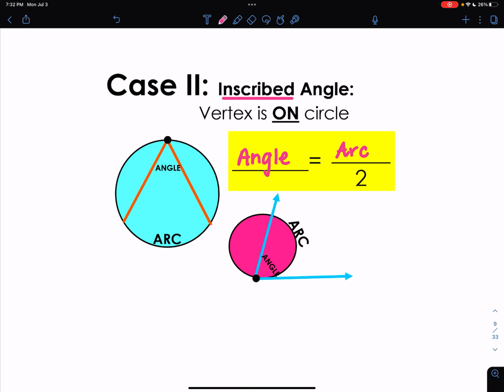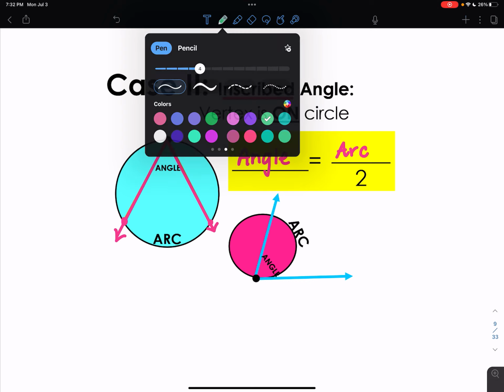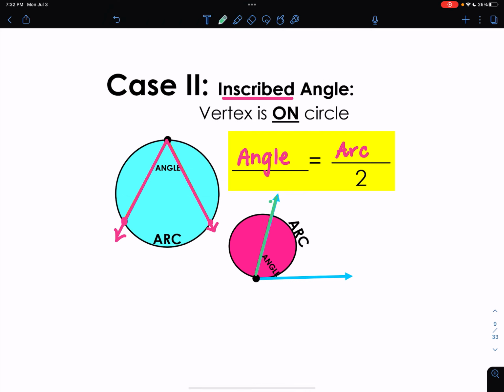All right, so we can either have an angle that looks like this, where it's formed by two chords or two secants. And then we could have one being a secant and one being a tangent. Either way, what they have in common is that the vertex of the angle is on the circle. When that is the case, the angle is equal to the arc divided by 2, or you can say 2 times the angle equals the arc.